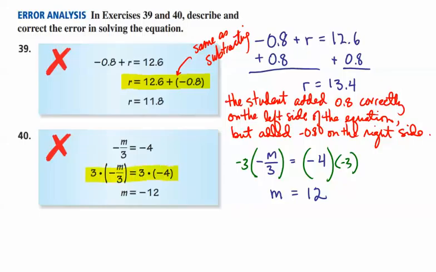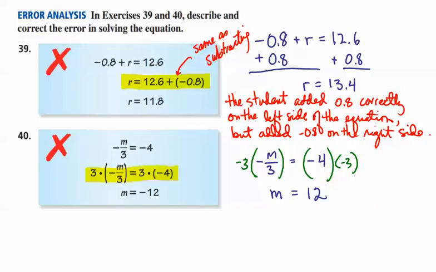And in this second row we see that the student actually multiplied both sides by 3. Now, the multiplication property of equality says that as long as we multiply both sides by the same thing, we still end up with an equivalent equation, which means we end up with another equation that has the same solution. So it's not wrong that the student multiplied by 3 instead of by negative 3.